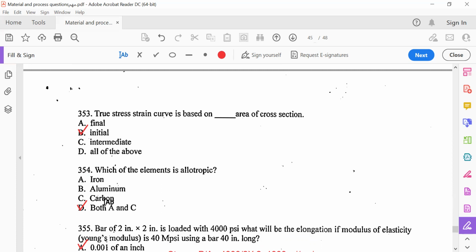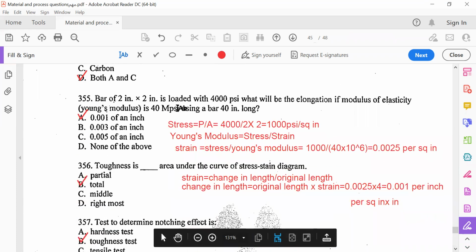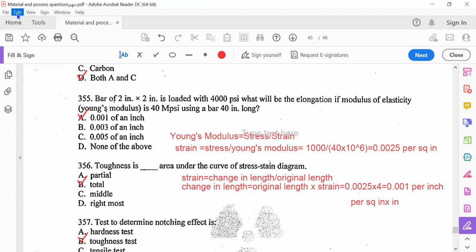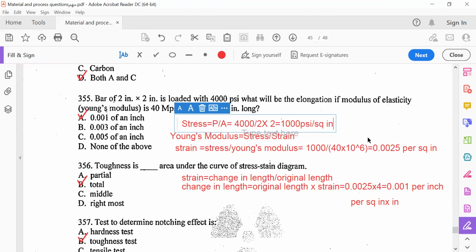Which of the elements is allotropic? Iron and carbon. A bar of 2 by 2 square inch loaded with 4000 psi. So stress is P by A. So 1000 psi per square inch.